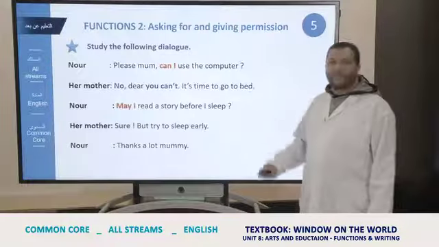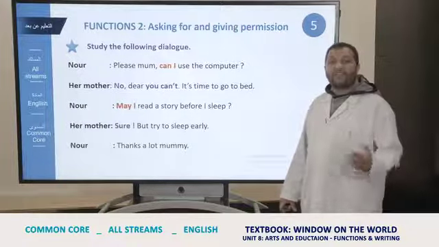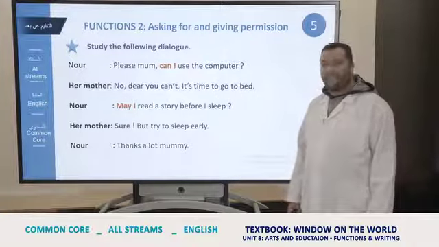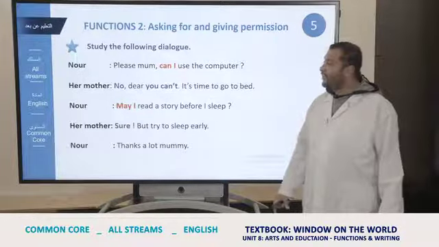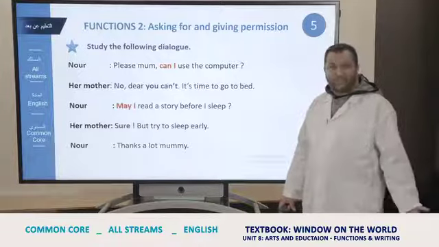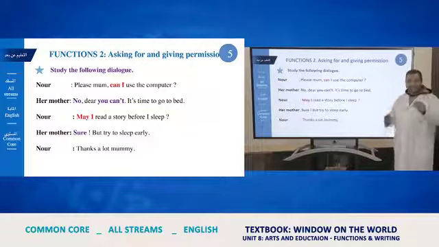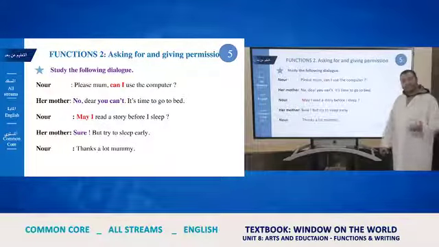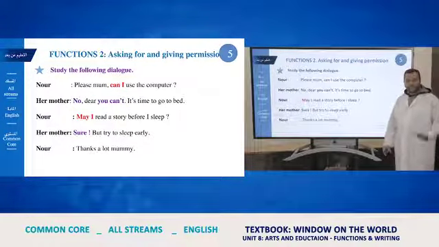So, as you see from this short dialogue, there are some expressions to ask for permission. Mainly we have can I and may I. In the first situation, the mother refused Noor's permission by using the expression no, you can't. Whereas in the second situation, the mother accepted Noor's permission by saying sure. Is it clear?